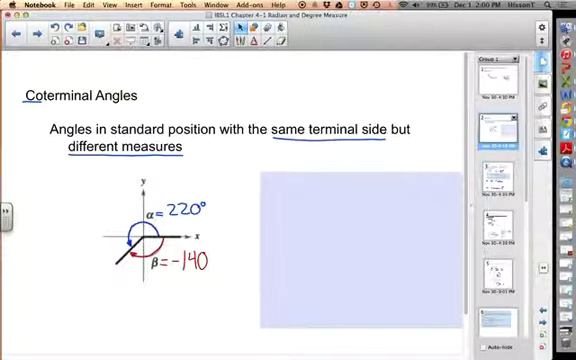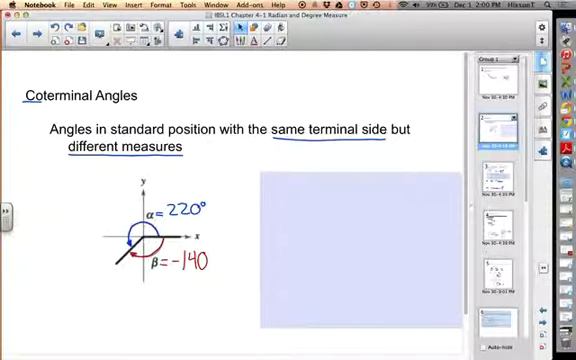So, the nice thing is, though, that these two angles, while they have different measures, a lot of the trig properties that we'll look at will apply regardless of which measurement you look at. Okay? For instance, if I took the sine of 220 degrees and the sine of negative 140 degrees, I'd actually get the same thing. But we'll get to that. That's later, end of the week, beginning of next week.